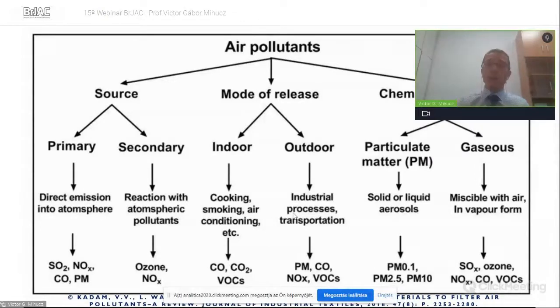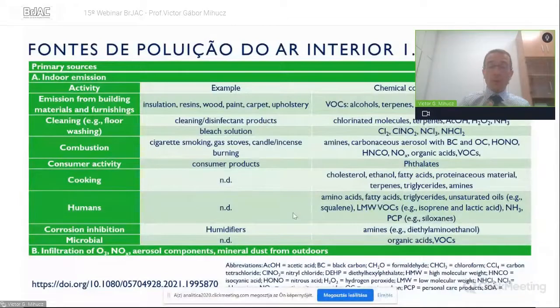If you look at the chemical composition and size, we have, as I mentioned before, gaseous air pollutants, inorganic, organic, and particulate matter, which are solid or liquid aerosols. But the problem is even more complex if we go in depth. In the case of primary sources, they can be due to indoor emission from activities such as building material, furnishings, cleaning activity, combustion from cigarette smoking, gas stoves, incense or candle burning. Then we also have activities such as cooking. And please do not forget that humans, our skin, our clothes, can also be a source of primary indoor air pollutants. And of course, indoor air pollution due to microbes is also a huge topic.